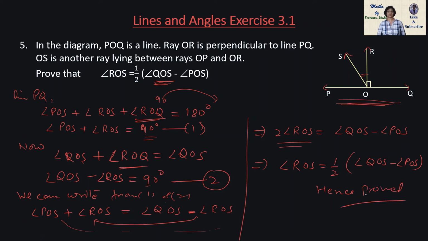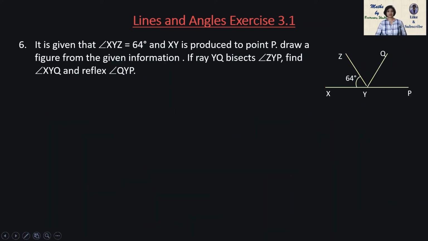It's proved. Okay. In the next question, it is given that angle XYZ equals 64 degrees and XY is produced to point P. XYZ is 64, which is given here, and XY is produced to point P, meaning this is extended to point P. Clear? Then draw a figure from the given information. We have drawn it already, but I will draw it for you here.